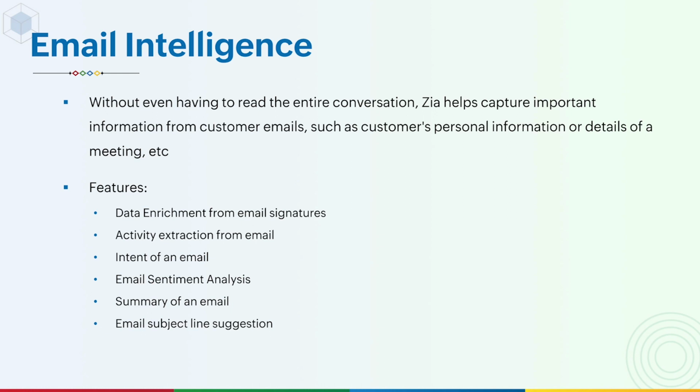Zia analyzes the sentiment of incoming emails and categorizes them into positive, negative, or neutral to help the recipient decide which email needs their immediate attention. Email subject line suggestion. Once the email content is being typed, Zia will analyze it and automatically suggest the most suitable subject line as a placeholder text in the email subject box. The suggested placeholder can be clicked to be used as the email subject line.